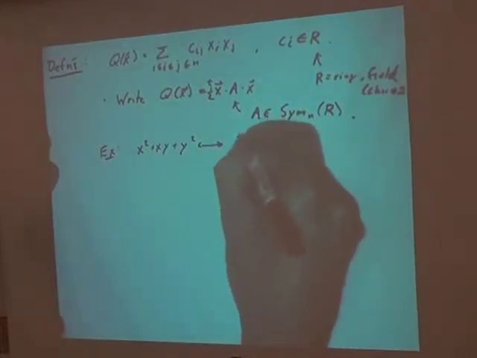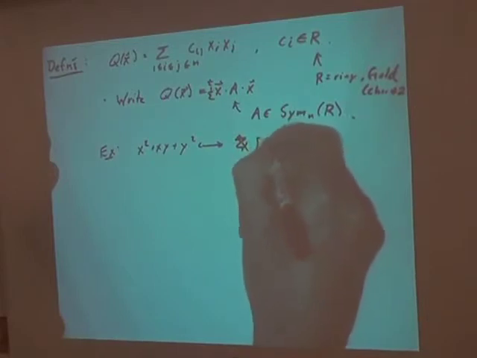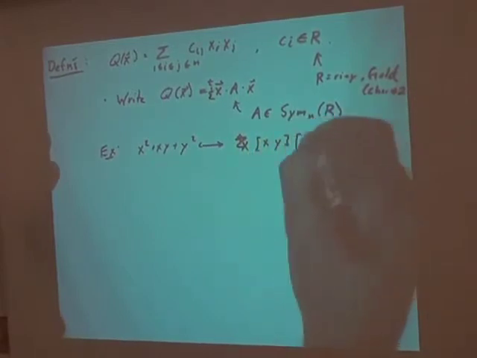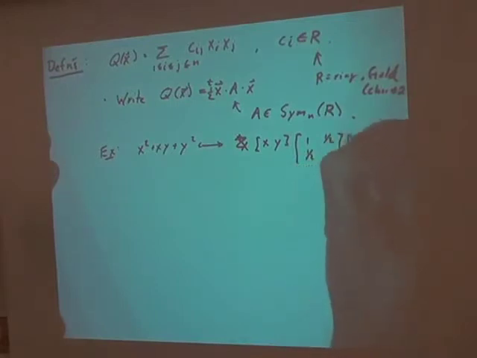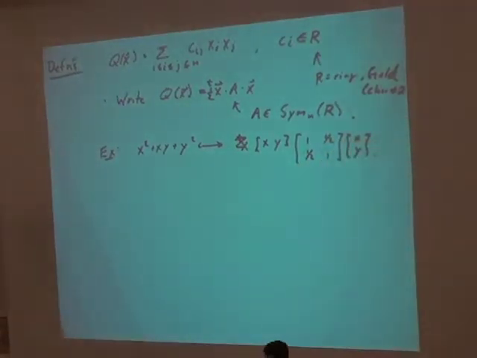This is x transpose, let's write it like this, (x, y) times the matrix [[1, 1/2], [1/2, 1]], times (x, y). Okay? And so if you want this matrix to be defined in your ring, you really have to take double of it. Okay? And then to recover the quadratic form, you get half of it.